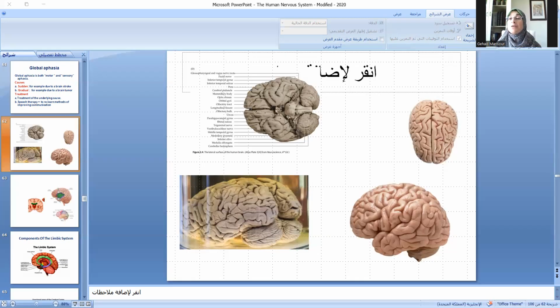So if it sends releasing factors to the anterior pituitary gland, then the anterior pituitary gland will secrete its hormones, like follicle stimulating hormone, for example, or luteinizing hormone. And conversely, if it sends inhibitory impulses, then these secretions will be inhibited.